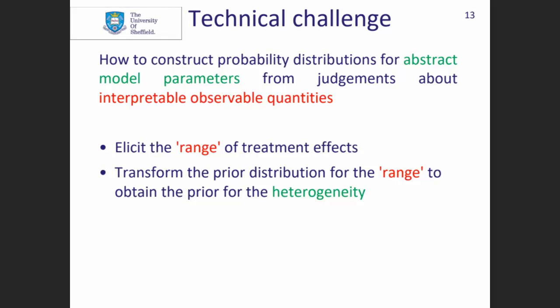The heterogeneity parameter is the ultimate quantity of interest, which is the one we need for our random effects model, and we don't have enough data to estimate it. Hence, we want to construct a prior for this parameter. However, this is an abstract model parameter that experts may find very difficult to express their opinion on. Instead, we ask experts' opinion on the range of the treatment effects, which is observable and easier to interpret.